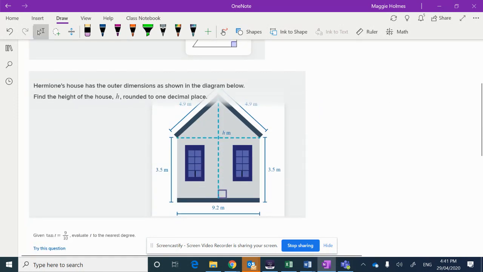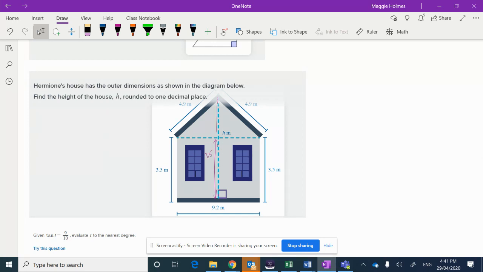Next one, this is Hermione's house. It has outer dimensions as shown. Find the height of the house. That's going to be this long line here, rounded to 1 decimal place. So I'm seeing that the height is made up of this part here, which we can tell from the side length, that bit there is 3.5.